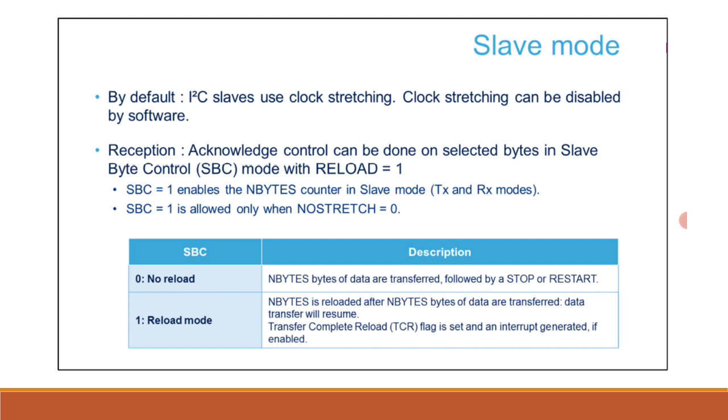In the TCR subroutine, an acknowledgement or not acknowledged, that is ACK or NACK, can be programmed to be sent after the byte is received. It is recommended to clear the SBC bit in transmission as there is no use for the byte counter in I2C slave transmission mode. Whereas in SMBus mode, a slave byte control mode is used in transmission for sending the packet error code byte, that is the PEC byte.